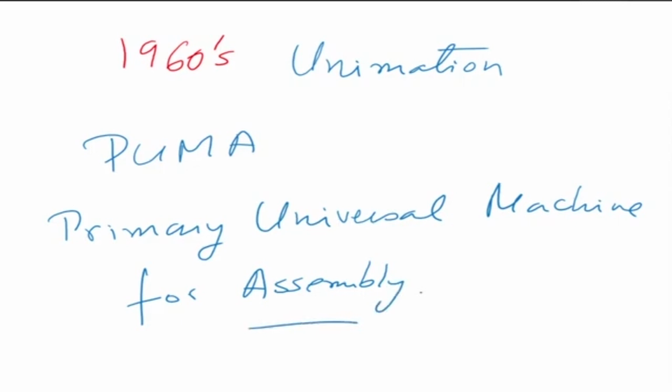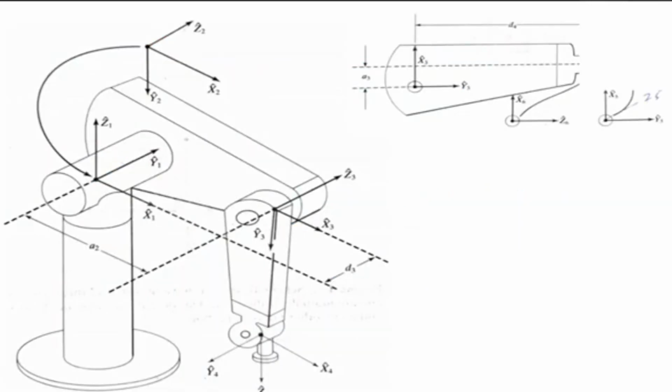Of course, the Unimation company is not there anymore. It has been bought over by Kawasaki, and this robot is also not there anymore. But from about 1960, this is one of the earliest robots, and a lot of research has been done on it in terms of kinematics, dynamics, etc. Now this is what it looks like.